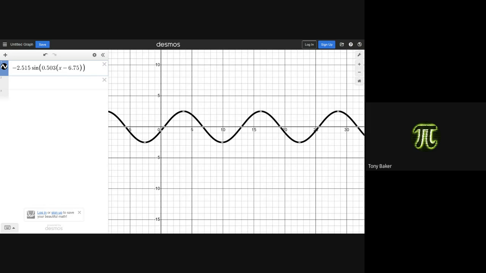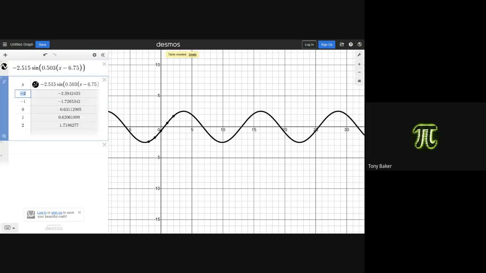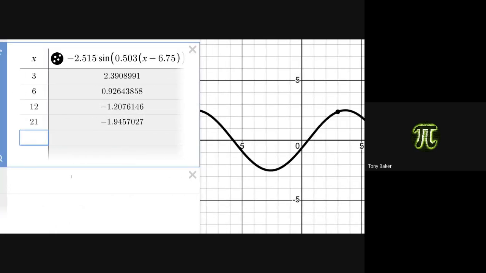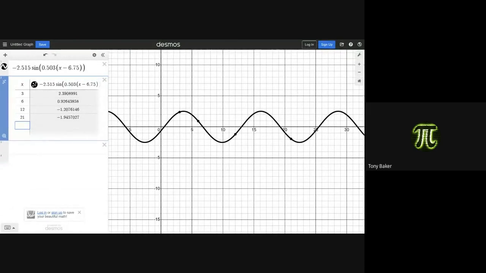Yeah, you could, or just throw it in Desmos and type the number in. So actually what I just did here, I could have easily done this, and I didn't even think about it, but you just said that. 3, 6, 12, and 21. There's your 4 answers. So yes, use Desmos to your advantage.